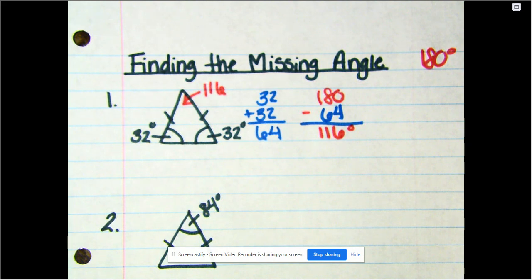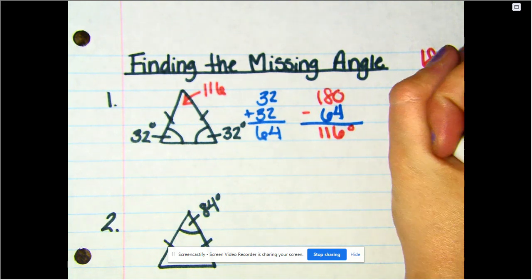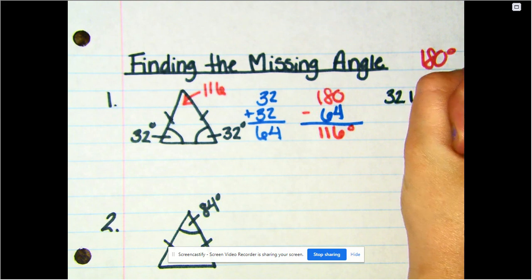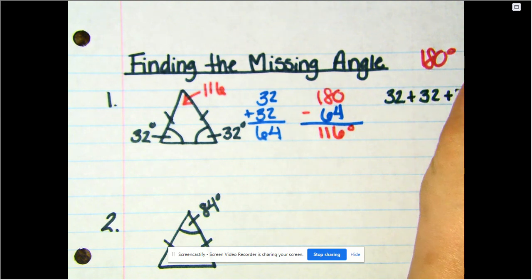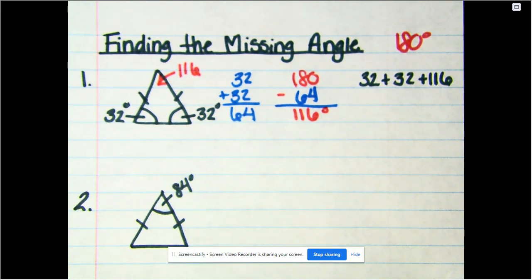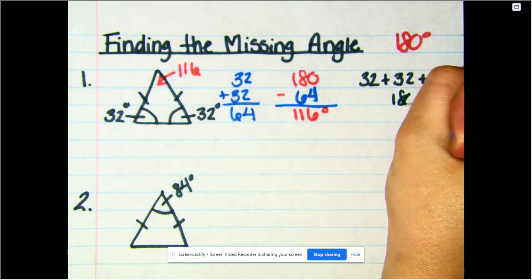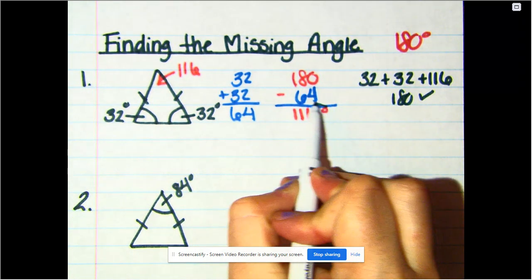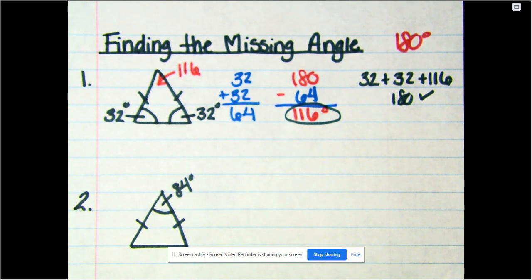and I can test that out by adding up all the angles. So let's take 32 plus 32 plus 116 to make sure that they all add up to 180. If so, I have solved number one correctly. So 32 plus 32 plus 116 is 180. So my missing angle is true to being 116.